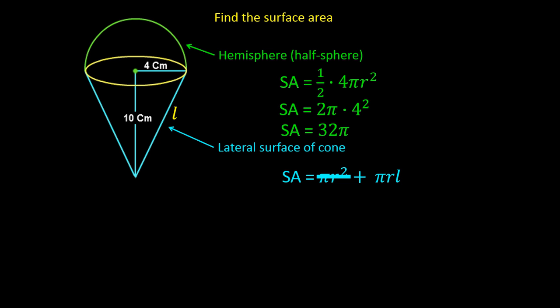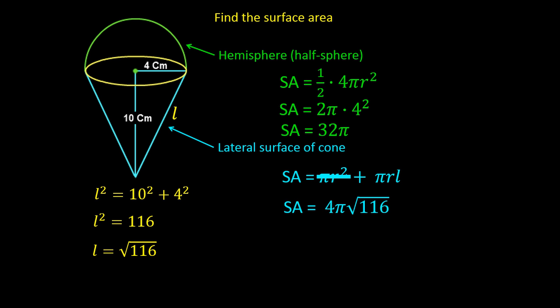So pi rl in this case would mean pi times the radius, which we know is 4. We don't know the lateral height. So we're going to have to use Pythagorean theorem again. We know that L is our hypotenuse, so L squared equals 10 squared plus 4 squared. L squared is 116, so L is the square root of 116. It's kind of an awkward number, but it is what it is.